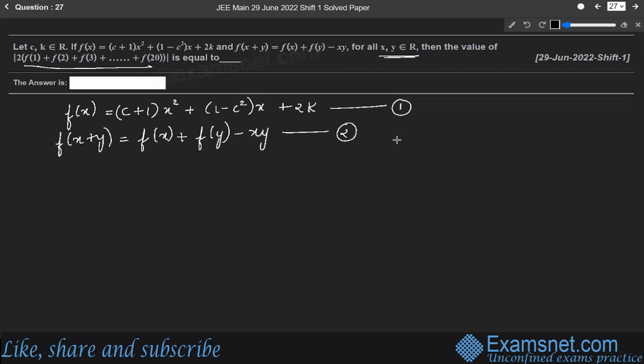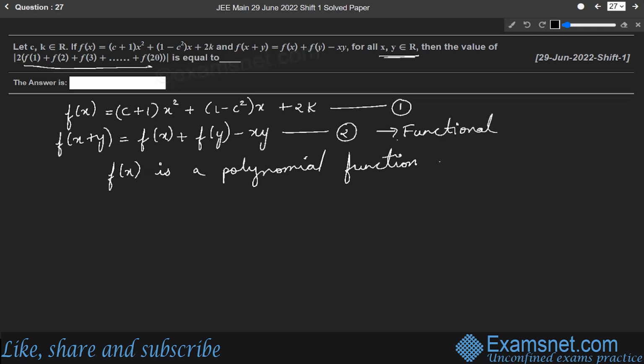All right. So the first thing that we have to look at here is that f(x) is a polynomial function, right? And f(x + y) means the second function is a functional equation. Why is f(x) a polynomial function? Because it is in the form of ax square + bx + c. All right. That is the standard form to write a polynomial. That is why f(x) is a polynomial function.